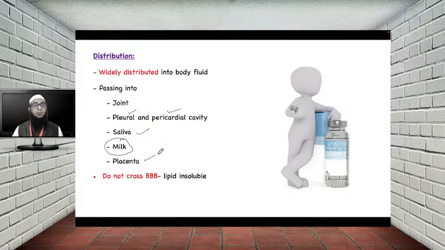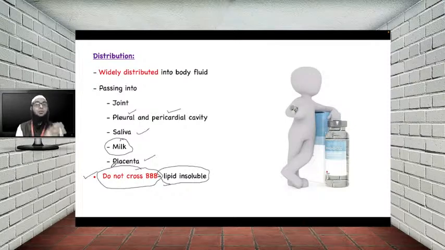And most interestingly, it does not cross the blood-brain barrier. Why? Because the blood-brain barrier is lipidic in nature, and benzyl penicillin is lipid insoluble. Since it is lipid insoluble, it does not cross the blood-brain barrier. So this is about the distribution of the drug, and it is very important because if you are using it for the treatment of different organs and systems, then the drug has to distribute into those organs and systems in order to produce an antibacterial effect.